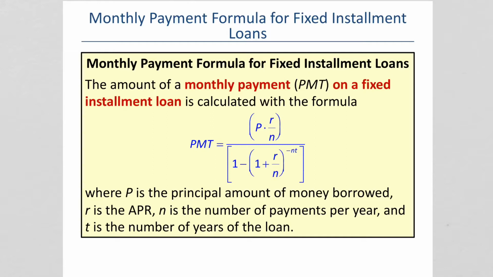So this is on an installment loan. Before, when we were finding the payment, we were talking about savings loans and all. So this is P, that's the initial amount, the principal, times the rate divided by n, all divided by 1 minus 1 plus the rate divided by n to the negative nt.